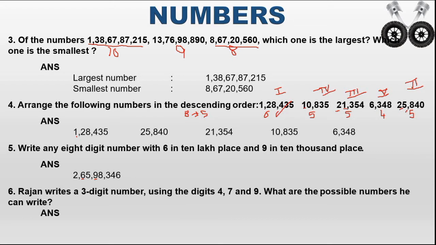Rajan writes a 3-digit number using the digits 4, 7 and 9. What are the possible numbers he can write? Okay, so what is the problem given here? We have to form a how many digit number? A 3-digit number. Using the digits, what are the digits given here? 4, 7 and 9. Using these 3 digits, we have to form the different numbers.